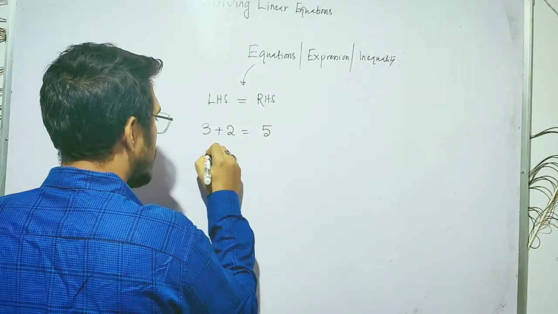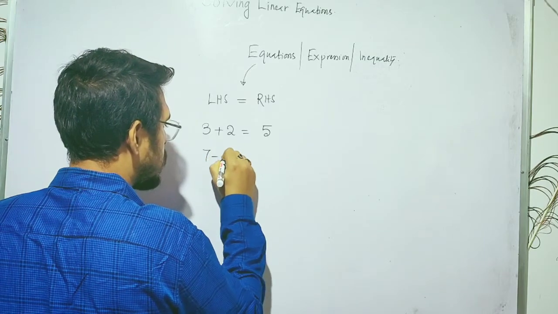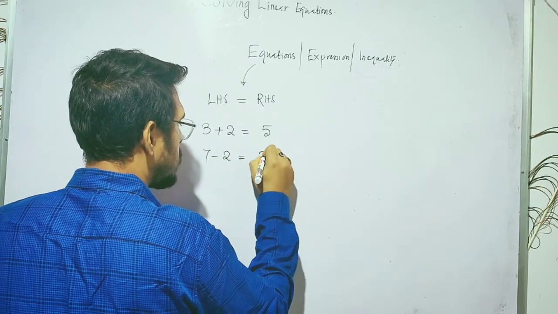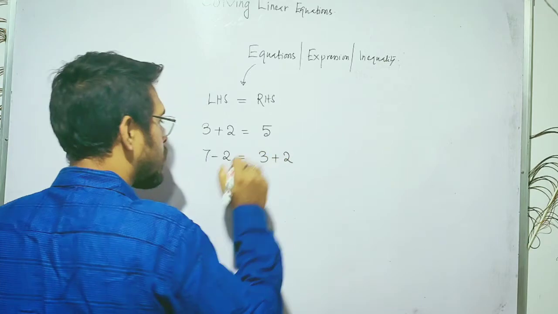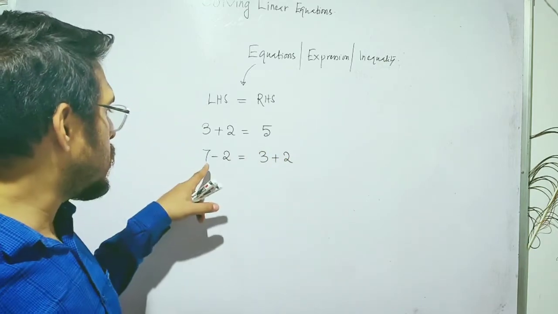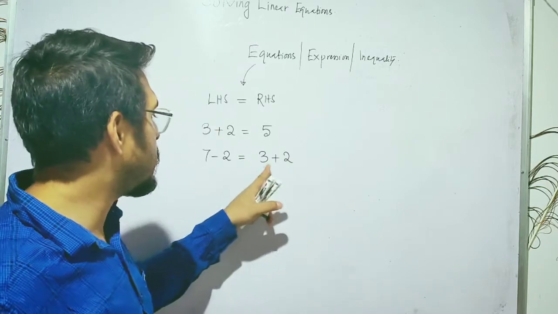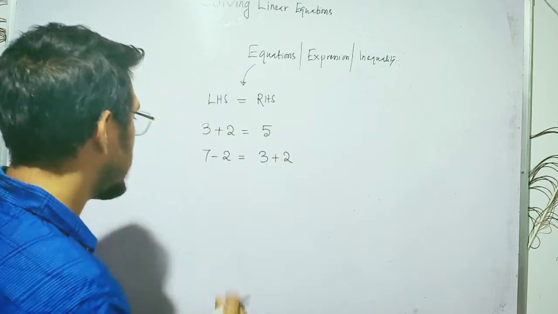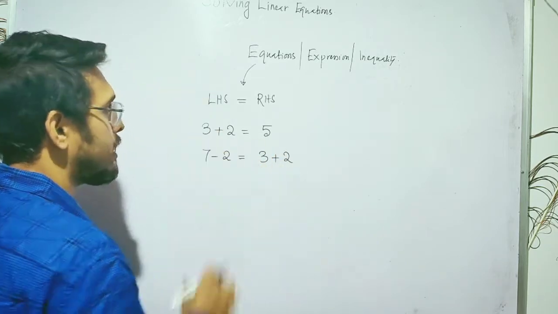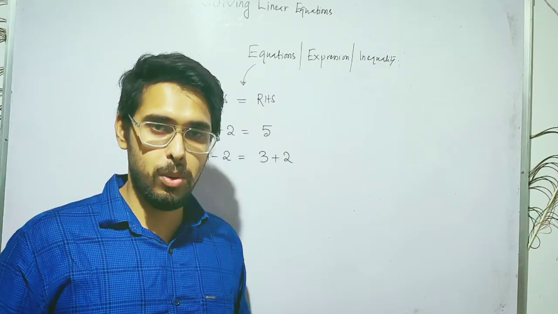We can also say 7 minus 2 equals 3 plus 2. This is also an equation. When you do 7 minus 2, you get 5. When you do 3 plus 2, you also get 5. That means the left hand side and the right hand side are equal. So that means they are an equation.